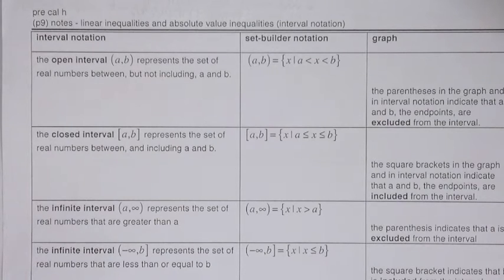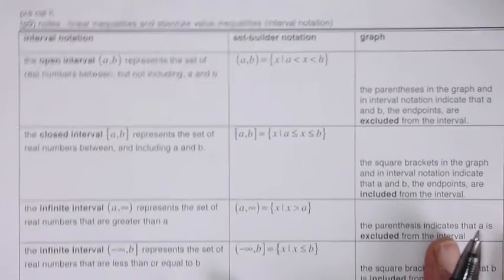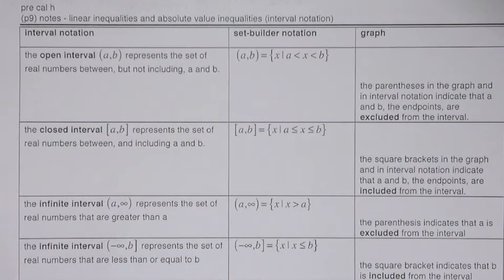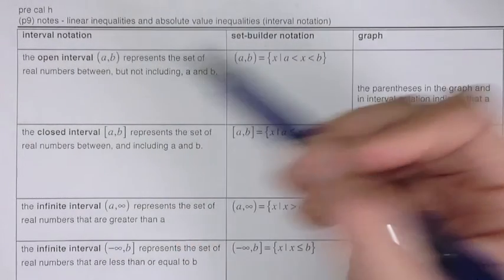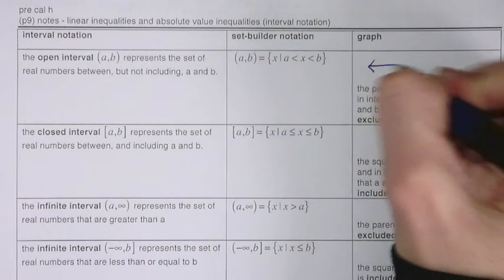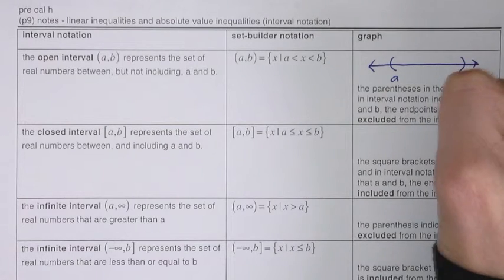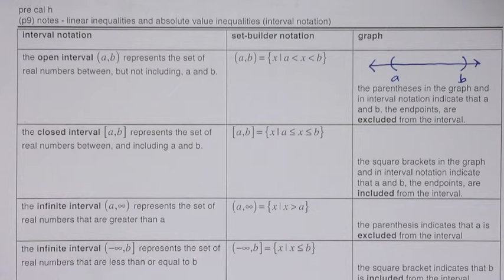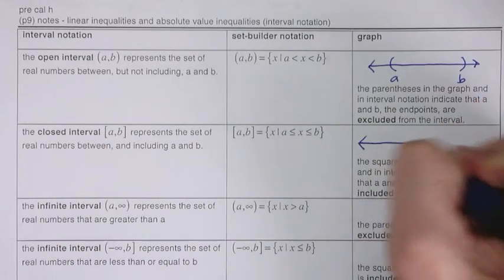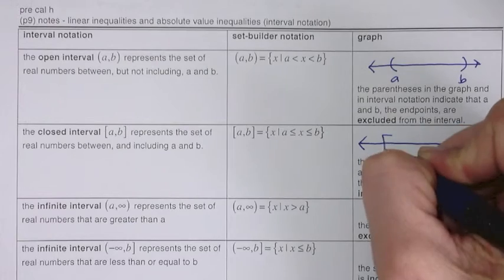P9, interval notation. If you're in my class, you did an activity yesterday that led you into this. Normally I would just cross this off because we've already done it, but just in case, we're reminding ourselves that an open interval means that the two endpoints are not included in the solution, and when you graph, you use parentheses. A closed interval is when the solution is included. Your two endpoints in this case are included.